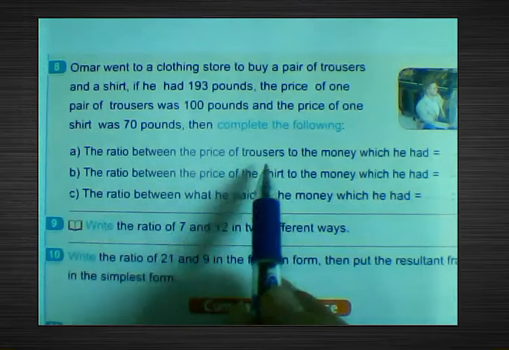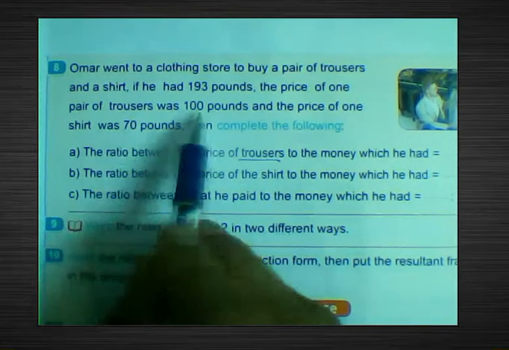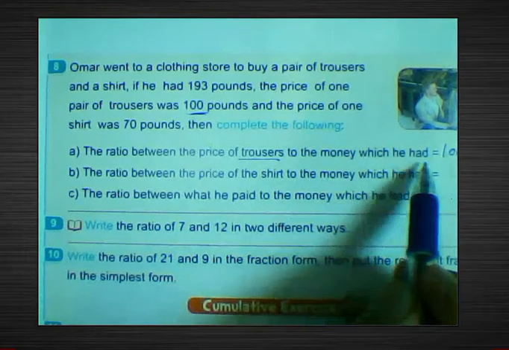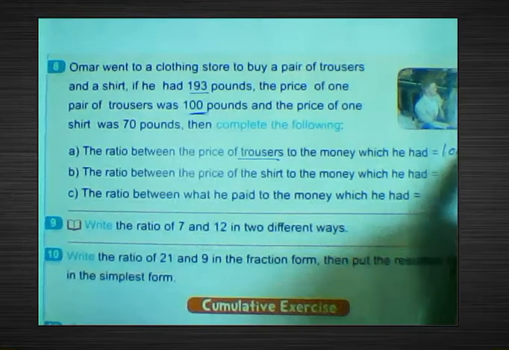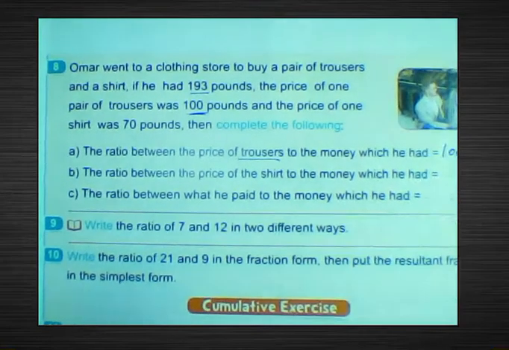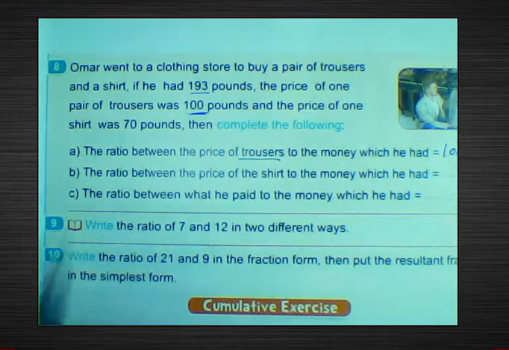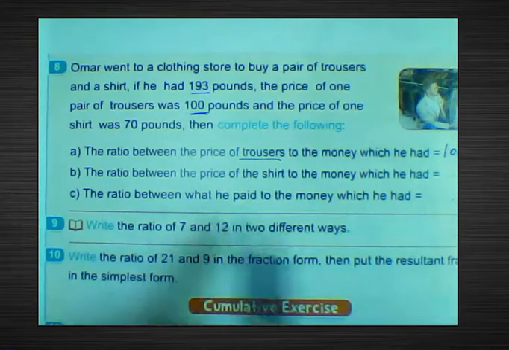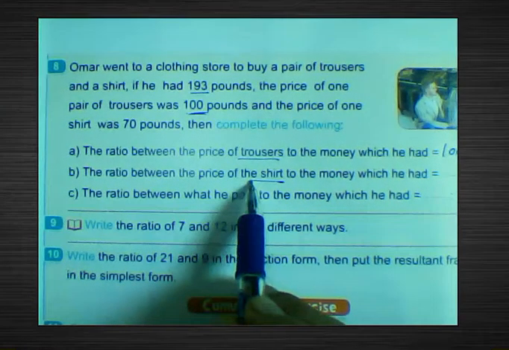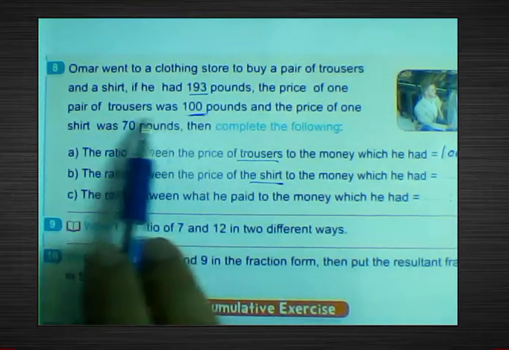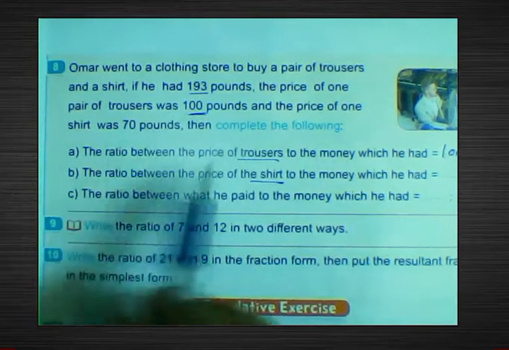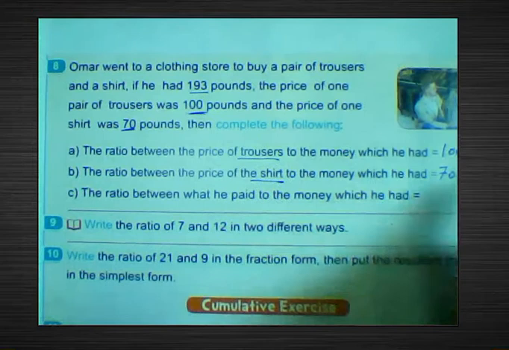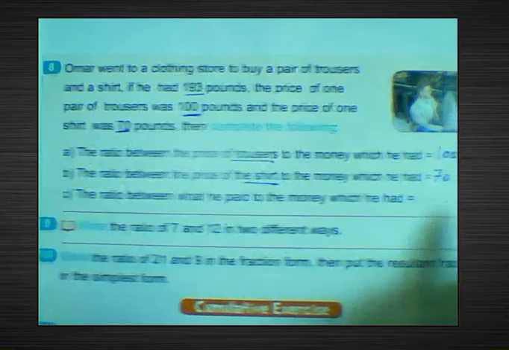The ratio between the price of trousers, which was 100, we write here 100, to the money which he had. He had 193. Okay. Letter B, the ratio between the price of the shirt to the money which he had. Price of the shirt, 70 pounds. Okay. To the money which he had, 193.